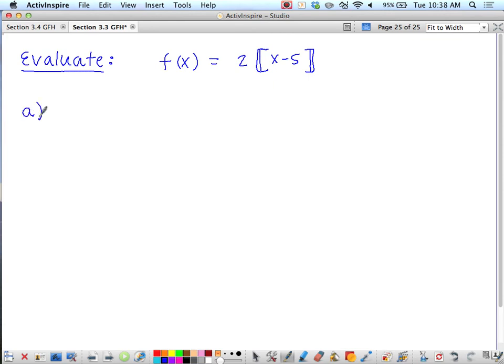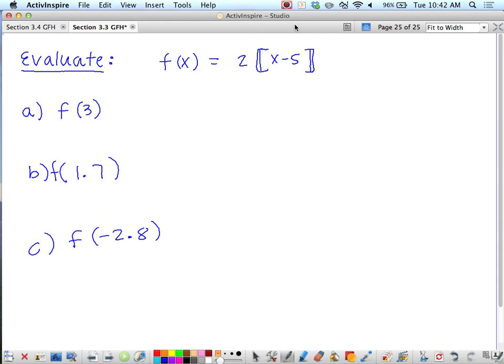For the values of 3, of 1.7, and negative 2.8. So I'll pause for a minute and give you a chance to talk with each other, see if you can figure out what those 3 y values would be for that function for those given x values.